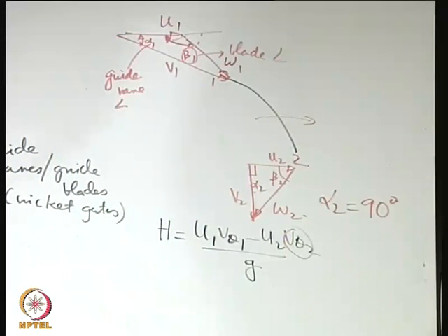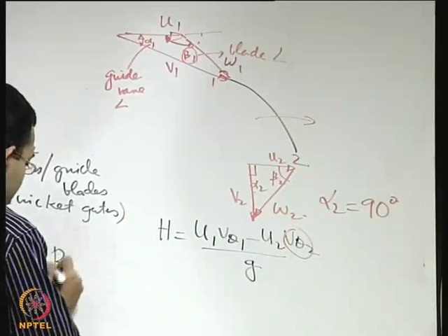Now, just like all rotors have certain efficiencies of energy conversion, the runner of a Francis turbine also has an efficiency of energy conversion. What is that? That is given by the name of blade efficiency.